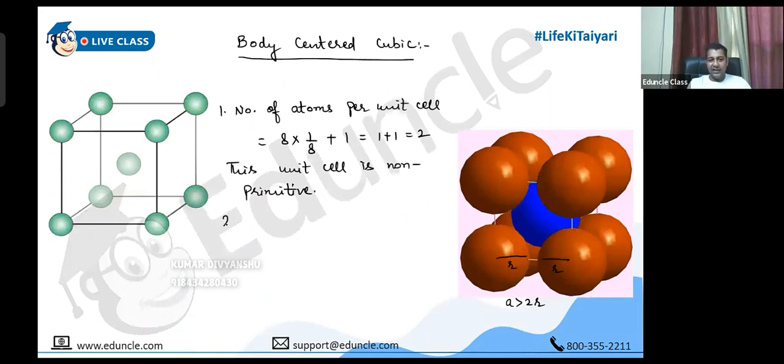Now, what about the edge length? How can we get that? You can see, if I calculate this, not this one, these are touching each other. This body centered one, this one body centered one, and this one are along the body diagonal. They are touching along the body diagonal, isn't it? Is it clear or not? Please tell.